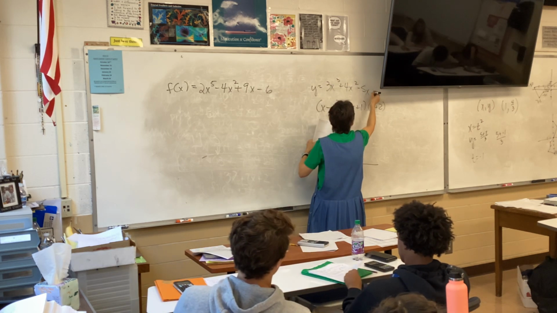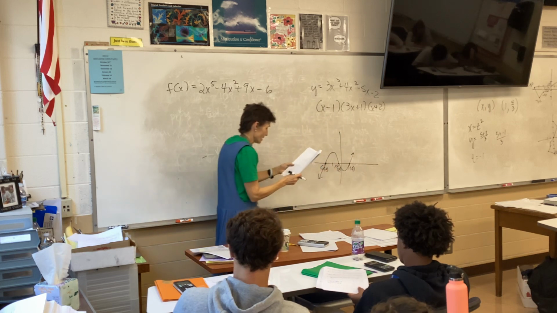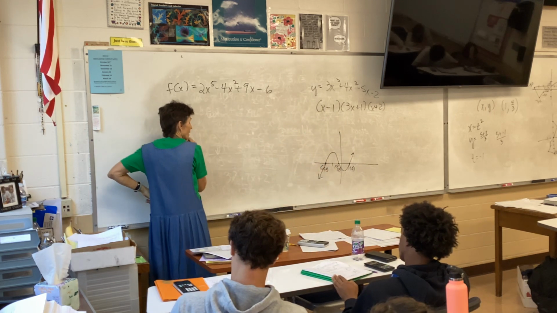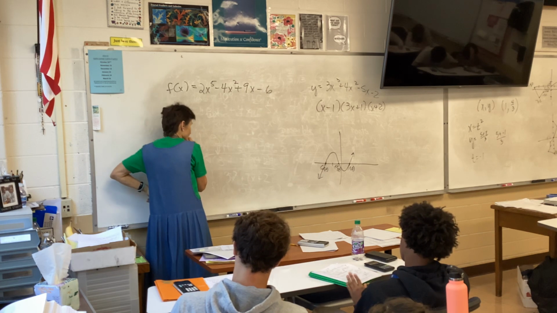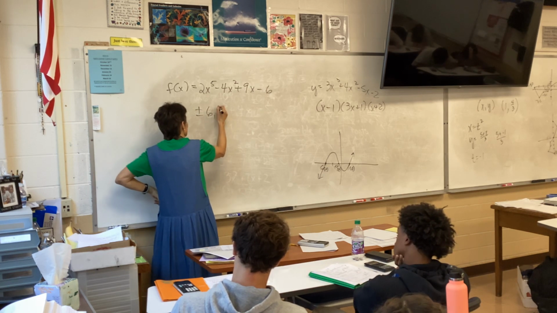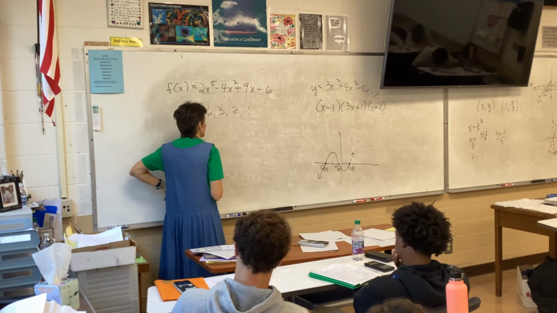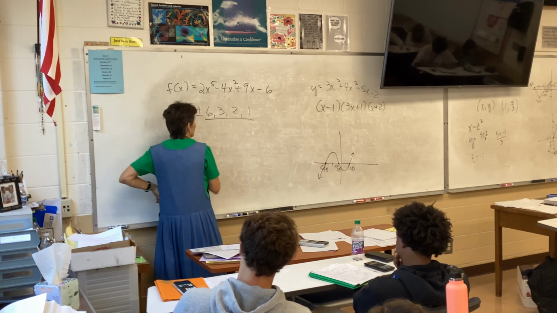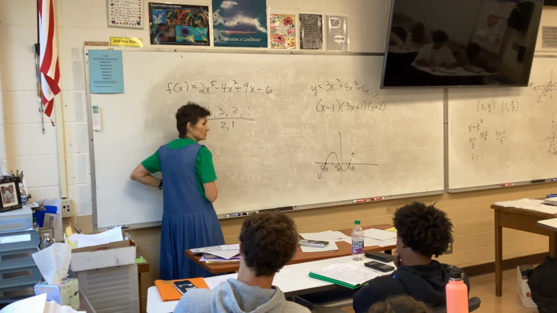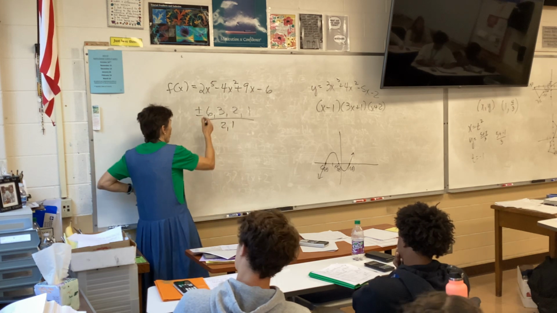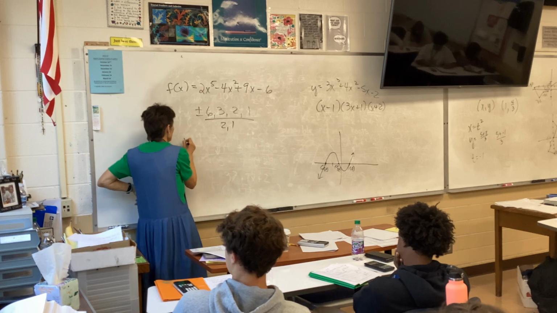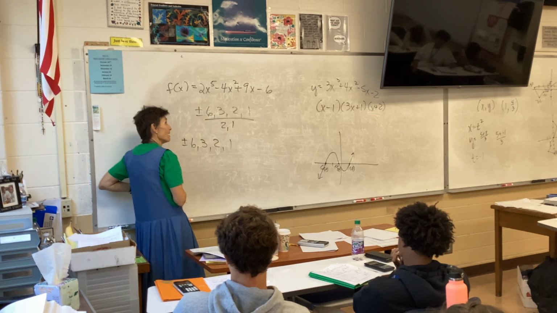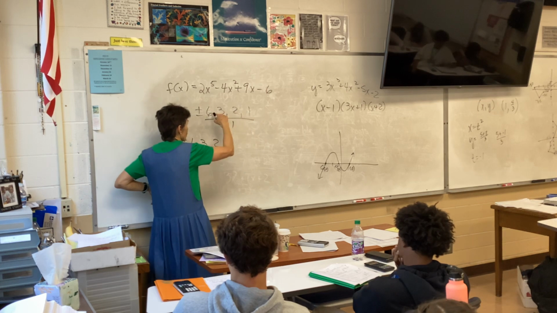Let's go ahead and make a list of the possible rational roots. So we're going to have factors of 6: plus or minus 6, 3, 2, and 1. Are those the factors of 6? Over the factors of 2. So all of those over 1, and all of those over 2.